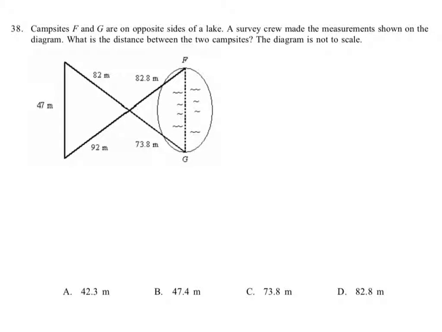Okay, campsites F and G are on opposite sides of a lake, and a survey crew made these measurements shown. They want to find the distance between the two campsites. So, first thing we need to do is establish that we have similar triangles here.